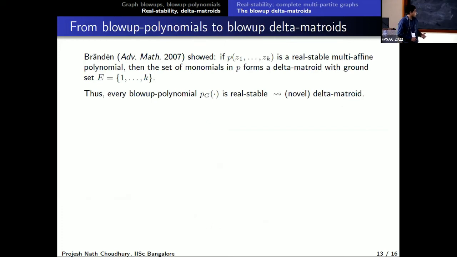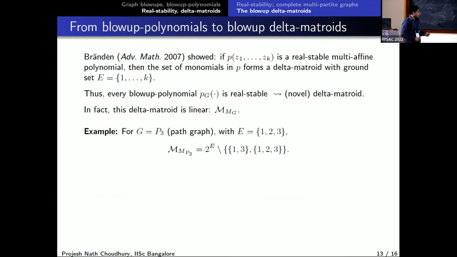The answer is yes, and this was a result by Brändén from 2007. Given a real stable multi-affine polynomial, the set of monomials in P forms a delta-matroid with this ground set. Now remember that our blow-up polynomials are real stable and multi-affine. Thus from PG, we can obtain a delta-matroid, and in fact, this delta-matroid is linear. We call that the blow-up delta-matroid and denote it by M(G).